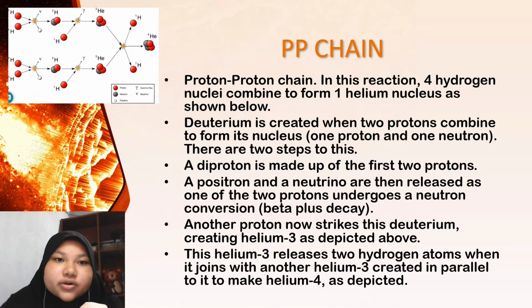Okay, a deuterium nucleus has one proton and one neutron. This is a two-step process. First, two protons combine to form a diproton. Then one of the two protons changes into a neutron by releasing a positron and a neutrino. Okay, on this deuterium, another proton attacks and forms helium-3, as shown above.